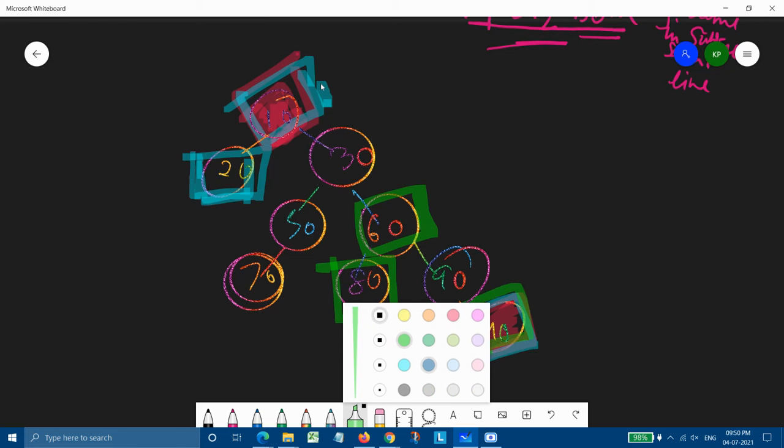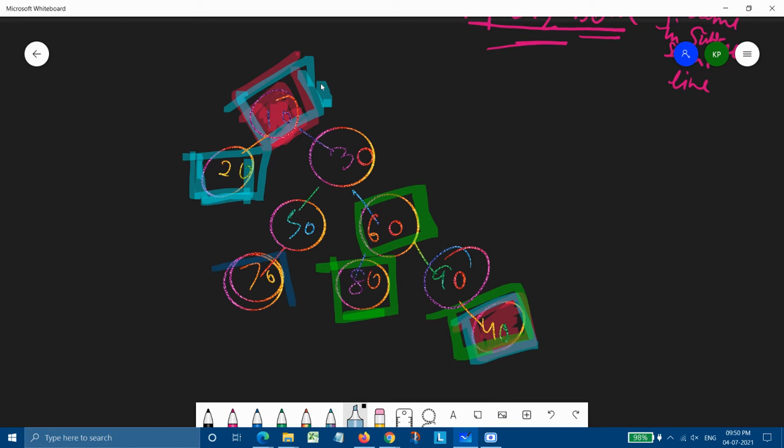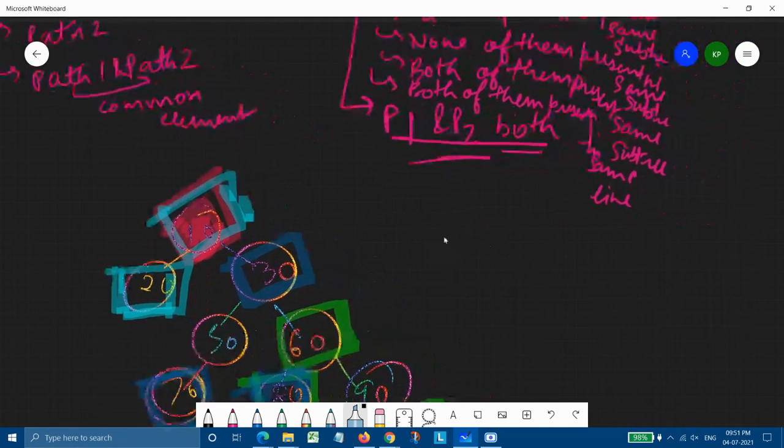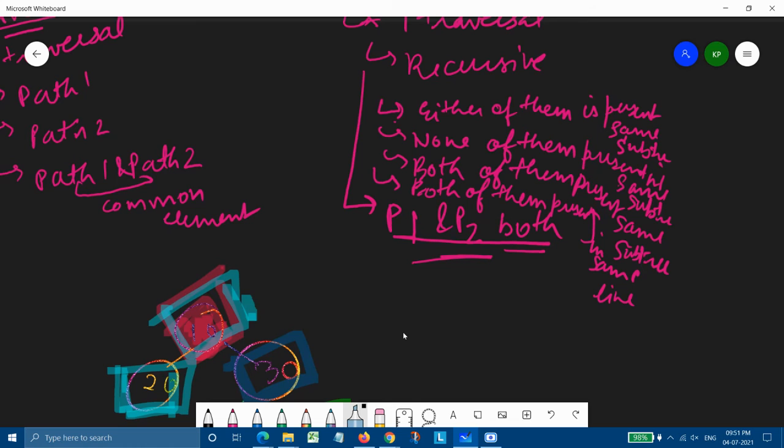And the last condition was that either of them are in same subtree. Here 70 and 80 are in different subtrees. So that's why LCA would be this one. So these are the four conditions which were being satisfied. Basically on these four cases it will work, and always either of these four cases might be arising. So now let's come up with the solution satisfying these four conditions.